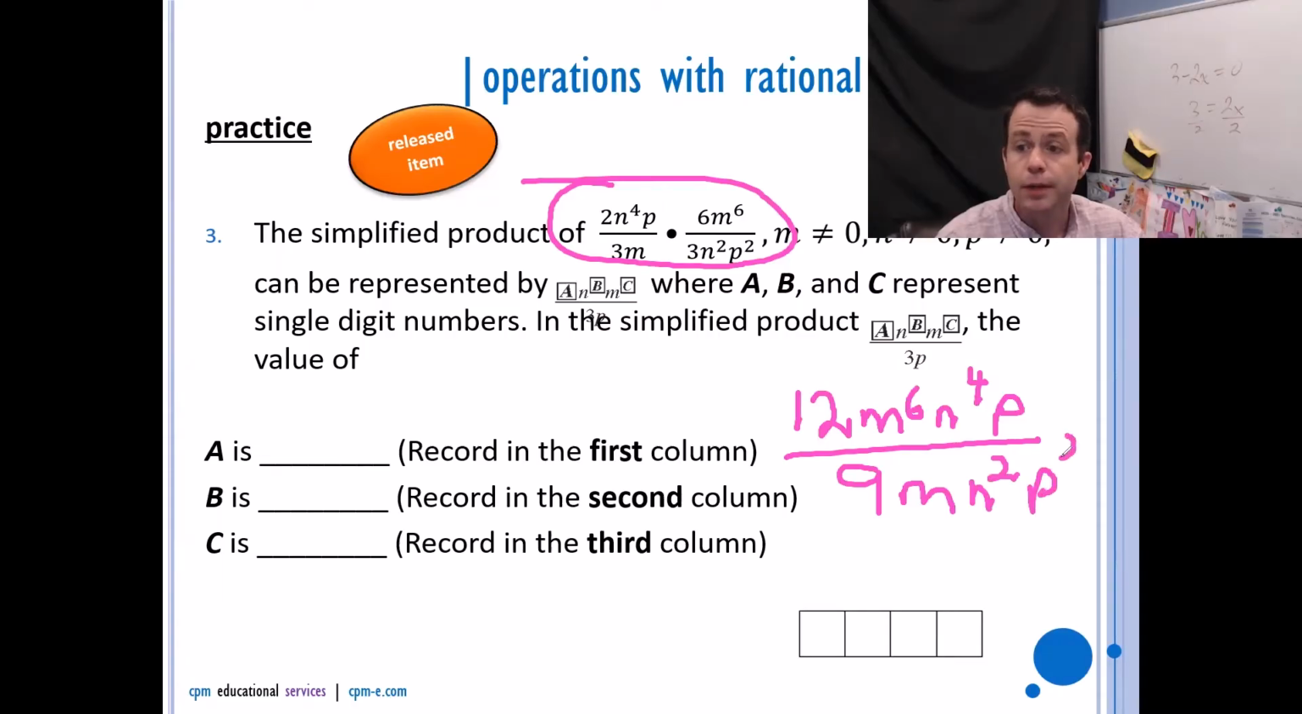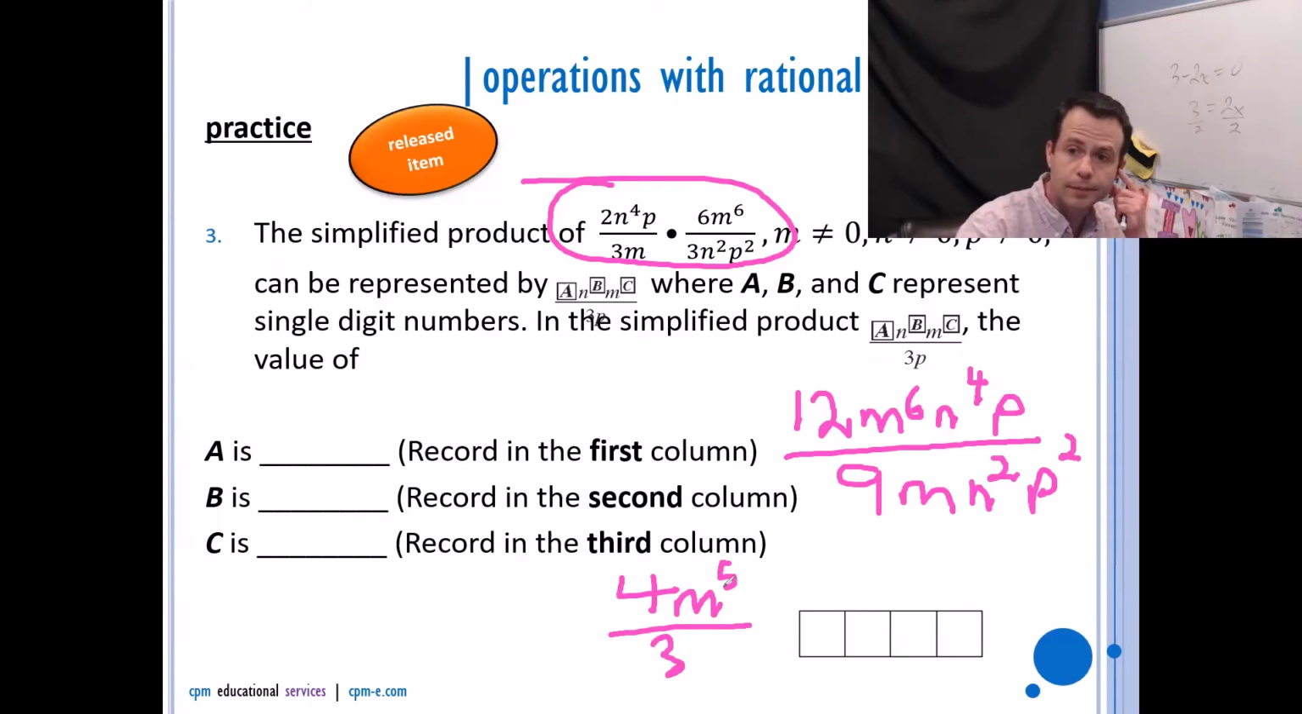Okay, so now what I want to do, 12 over 9 would reduce to 4 over 3. And that makes me start feeling good about life because you'll notice that there's a 3 in my answer right there. Okay, m to the 6 over m is going to give me m to the 5. When you're dividing powers of the same base, you subtract the exponents. N to the 4 over n squared is going to give me n squared.